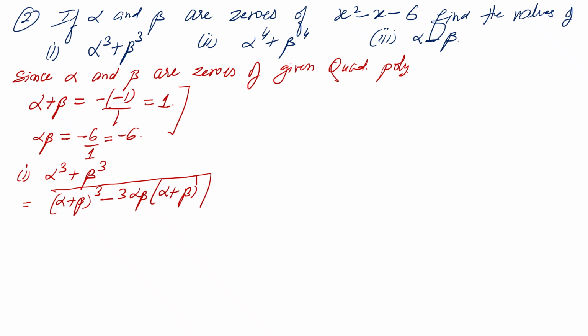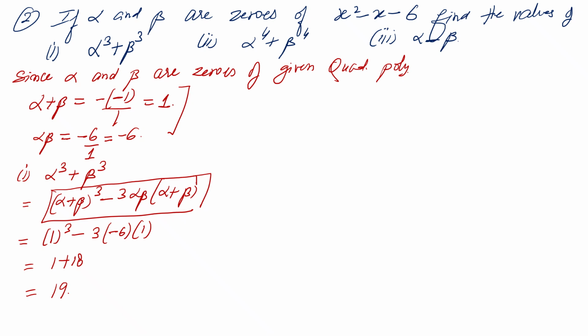आपको identity याद रखनी है. Now directly substitute the values. Alpha plus beta is 1. So this is 1 raised to power 3 minus 3 times alpha beta, which is equal to minus 6, into 1. So what you'll get? 1 minus minus, this will be plus 18. So your final answer is 19.